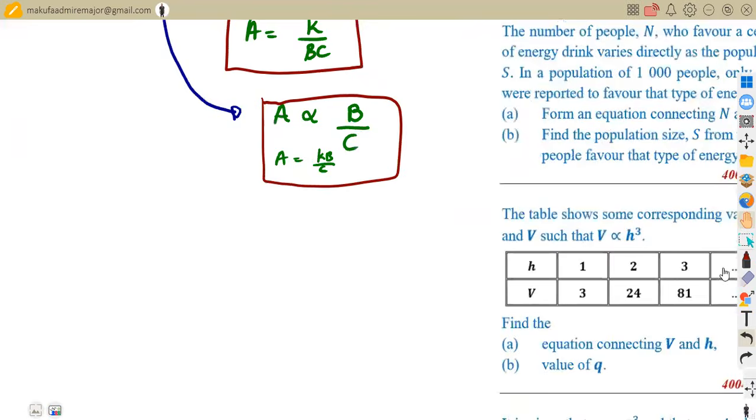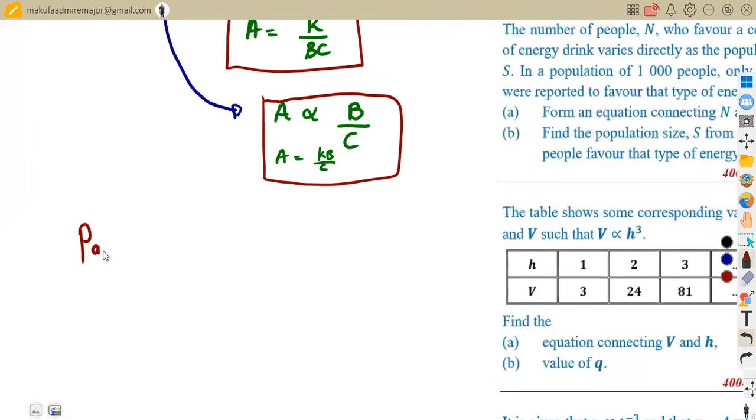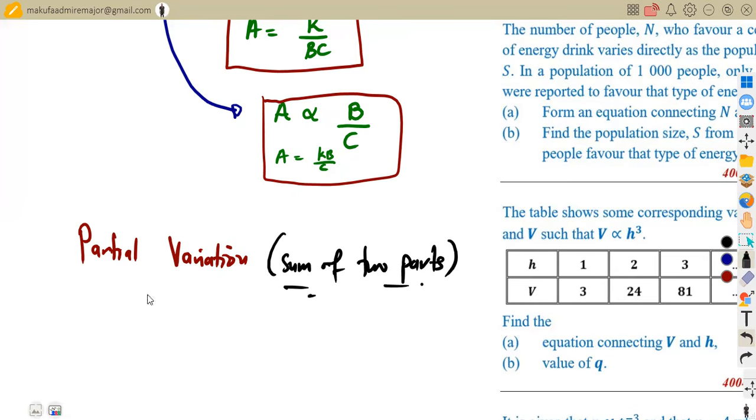Then the last part is referred to as the partial variation, which is the sum of two parts. These are the variations that you just need to understand. So which concept are we referring to when we are saying sum of two parts? We are considering a condition whereby A is partly constant and partly varies as B, like this. So this constant alone, we are saying it's partly constant. Here, partly varies as B. It's a constant times the variable.